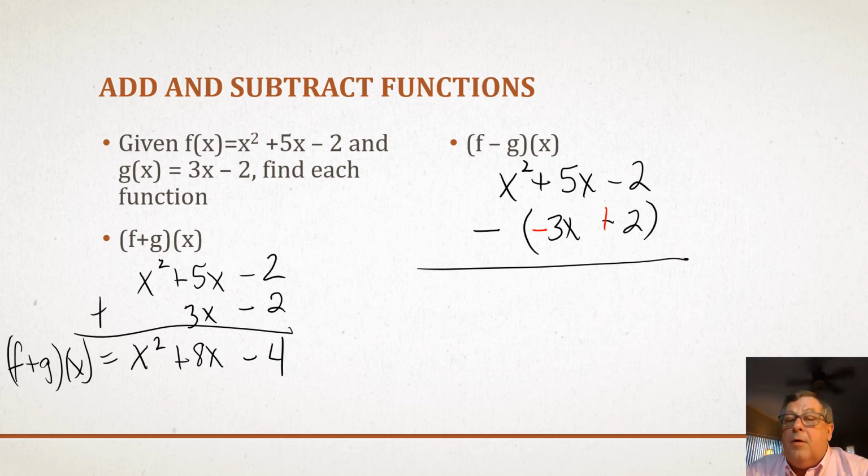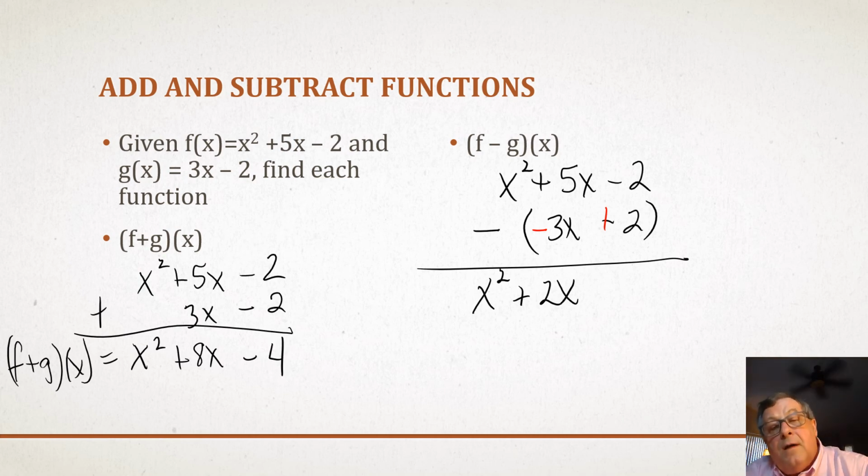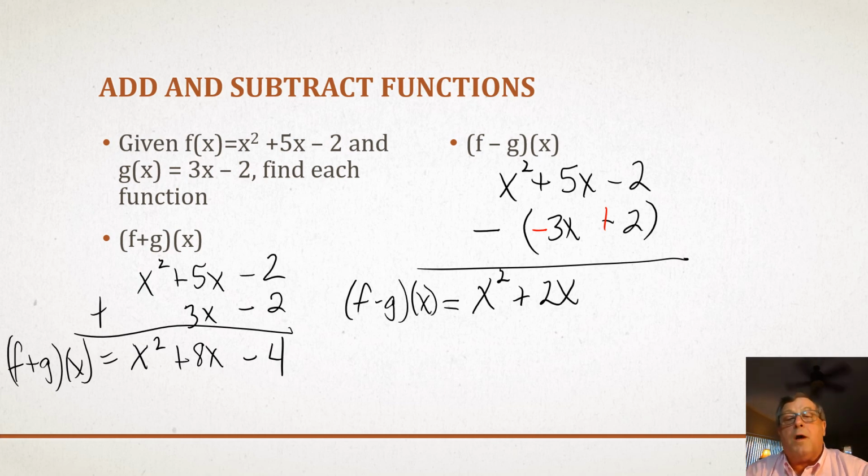From that point, I'm really just going to add these together. I only have an x squared term again, so I've got x squared. But this time I've got 5x, and I'm subtracting 3x from it. So 5x minus 3x is positive 2x. Then negative 2 plus negative 2, two negatives, makes positive 2, and those just cancel out. And so my answer here, f minus g of x, equals, in this case, x squared minus 2x.